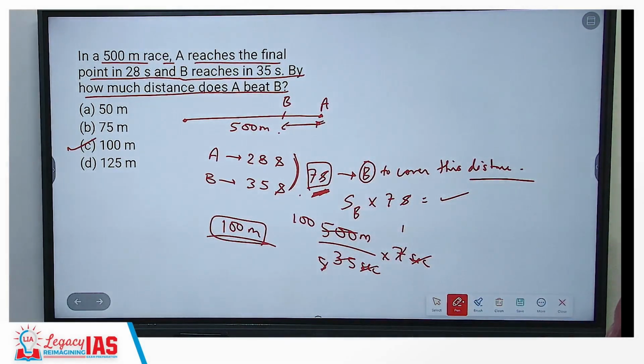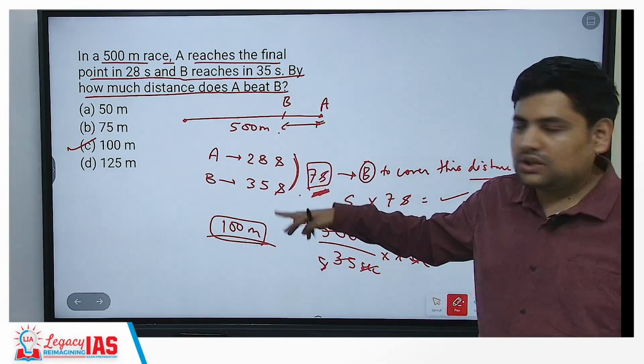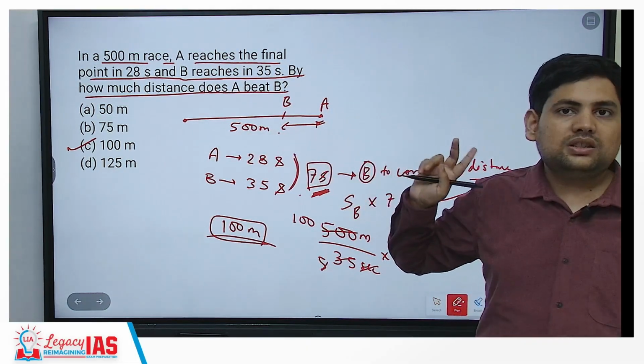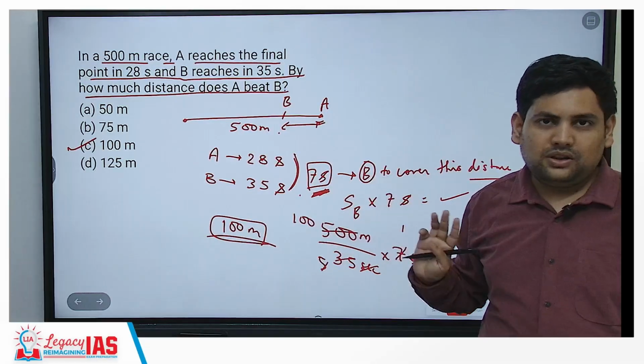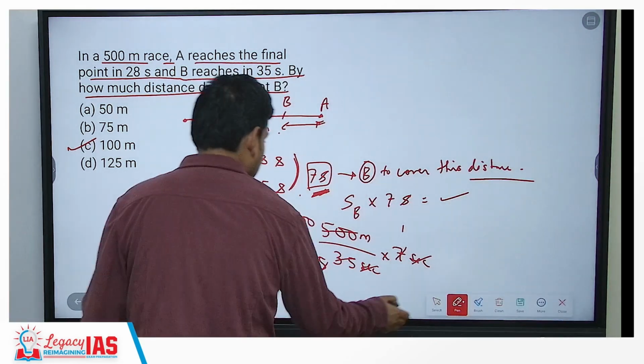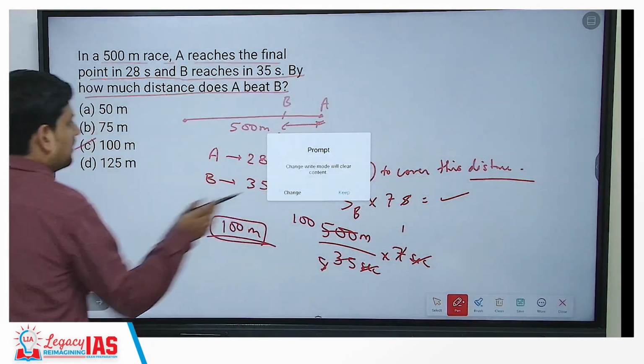Simple, understood? You will take speed of B, because B only at its speed will cover this remaining distance in 7 seconds, not the speed of A, of course. Understood? That's it. Now, last question.